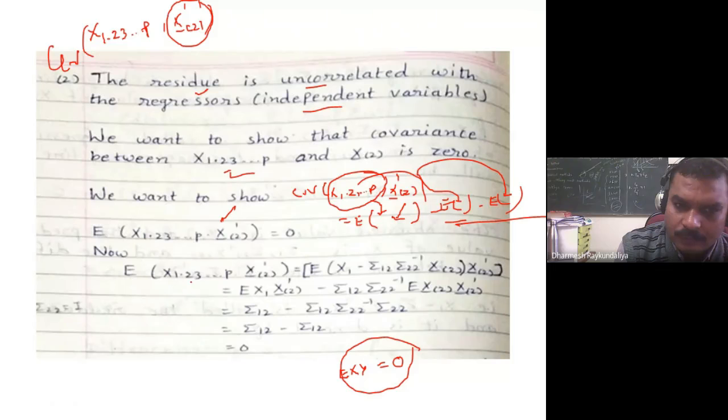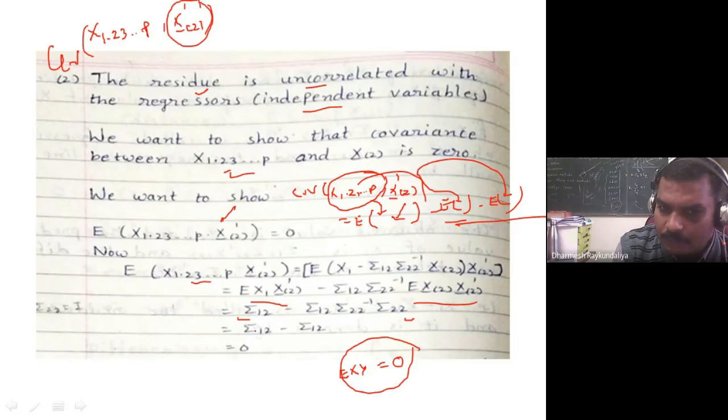So let us start with this quantity. Now what is x1.2 3 p? We know that it is x1 minus sigma 1 2 sigma 2 2 inverse x2, and this x2 transpose, so the expectation of x1 with x2 transpose comes here, then minus sigma 1 2 sigma 2 2 inverse is constant, then expectation of x2 x2 transpose. But what is the expectation of x1 x2 transpose? It is sigma 1 2, and this is sigma 1 2 sigma 2 2 inverse as it is, and what is the expectation of x2 x2 transpose? It is sigma 2 2. So this is identity, so it becomes sigma 1 2. Here it is sigma 1 2, so sigma 1 2 minus sigma 1 2 is 0.